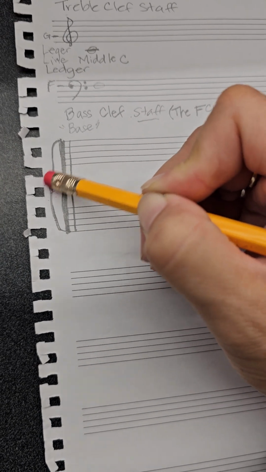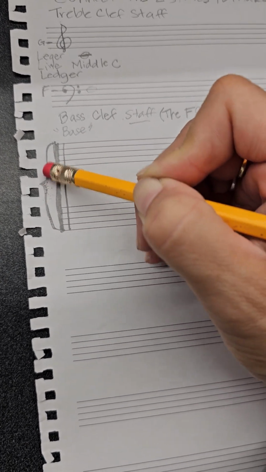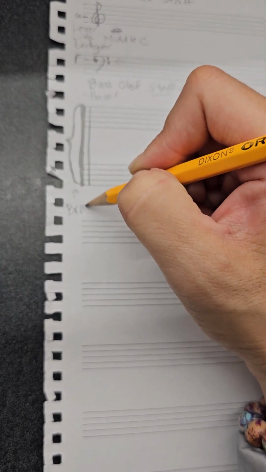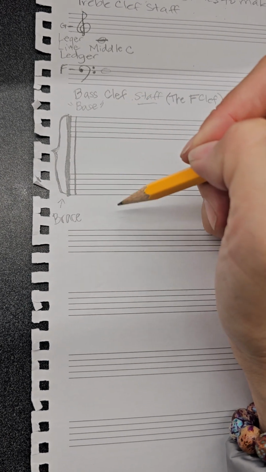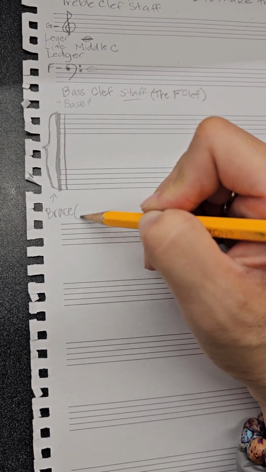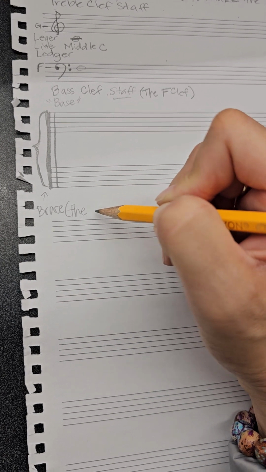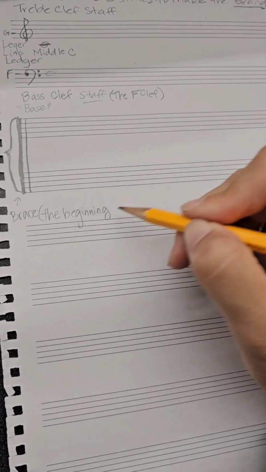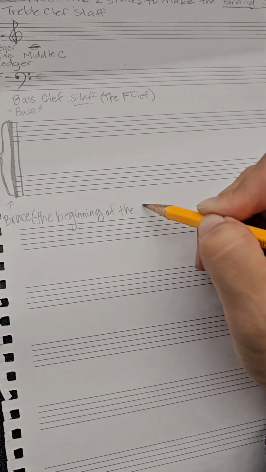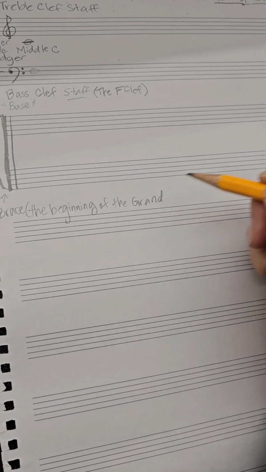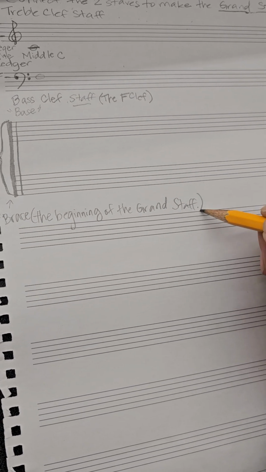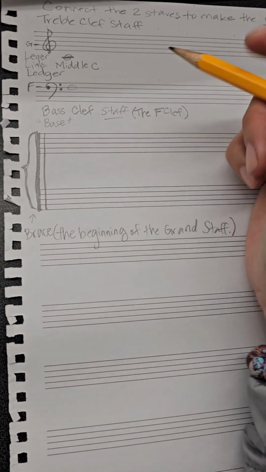We call it a brace. It looks like a bracket, but it's really called a brace, okay? So this part is the brace, and it's the beginning of the grand staff. It's placed at the beginning only, so that we know where the staff begins, or the staves begin.